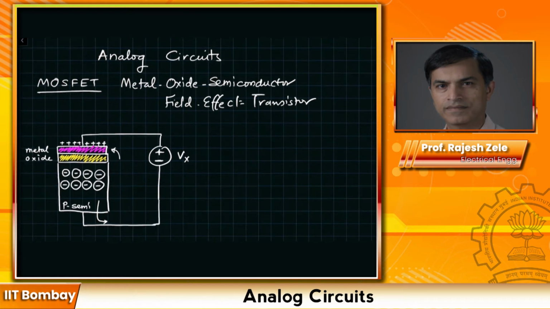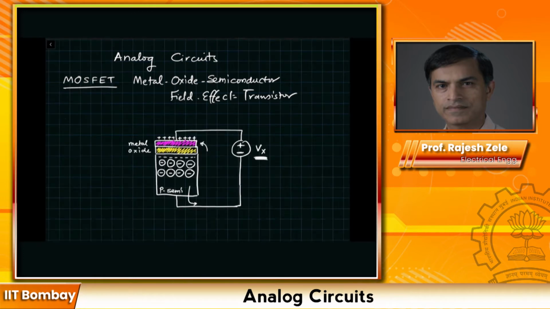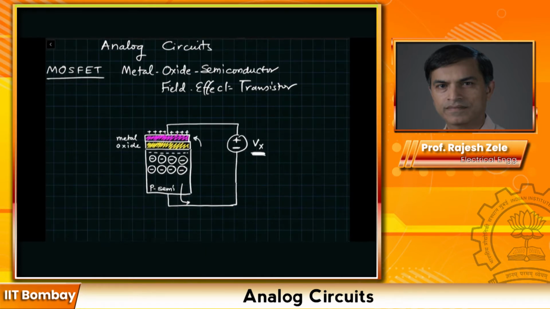Now if we continue increasing Vx further, then the free electrons which are in the P-type of semiconductor, which are the minority carriers, will start coming towards the interface region, and you will see these free electrons coming close to the interface. So far, by increasing Vx, we are able to get the minority carriers in the P-type of semiconductor, which are electrons, at the interface region just below the oxide.